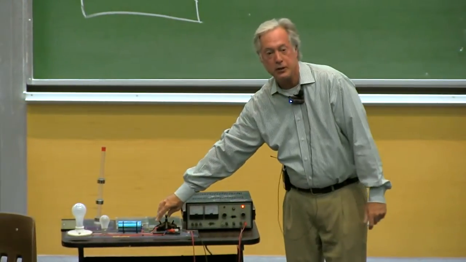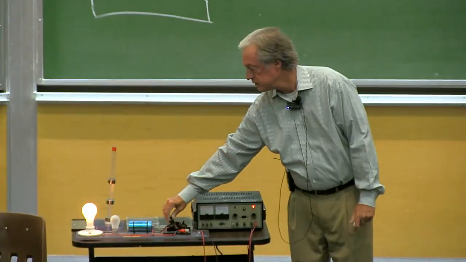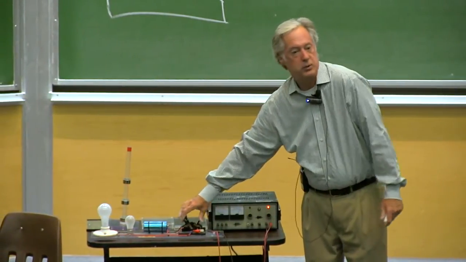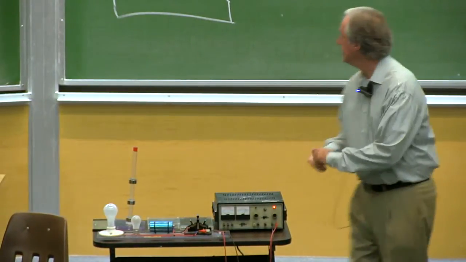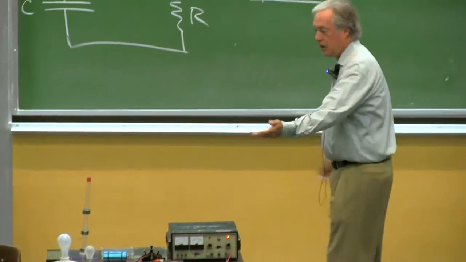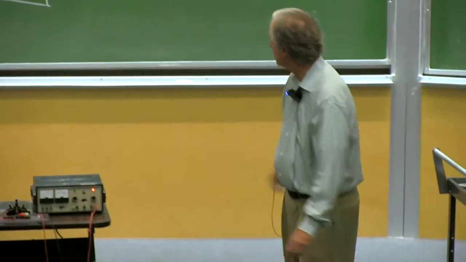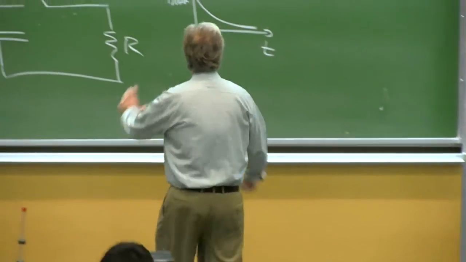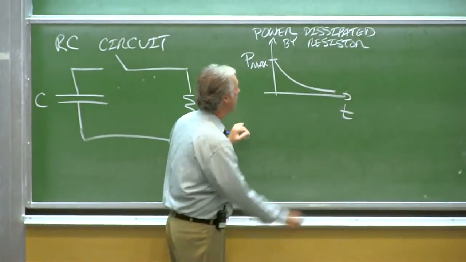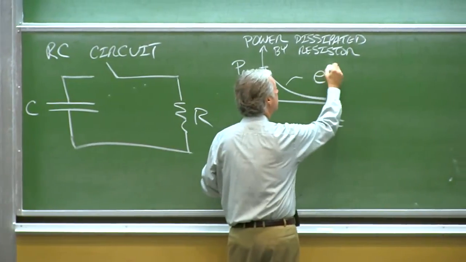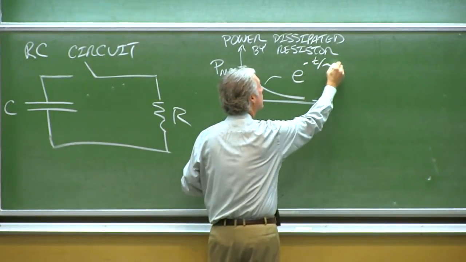Let's see what happens with this. Not quite as bright, but close. Okay, so if it was 150 volts on the peak going there, then the power went down like this. I'm going to describe this as an e to the minus t over tau.